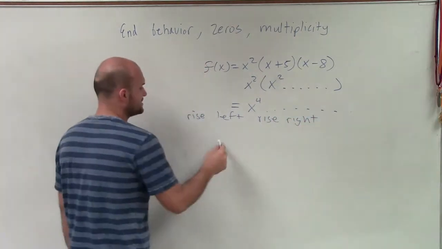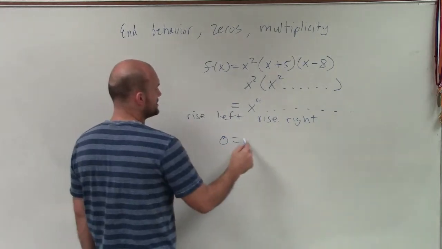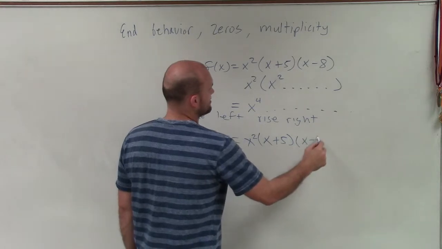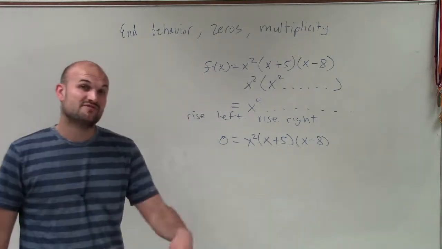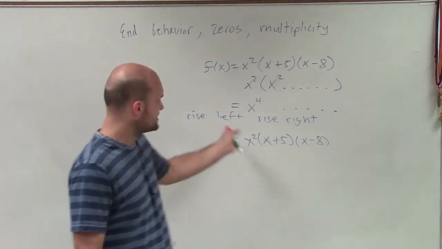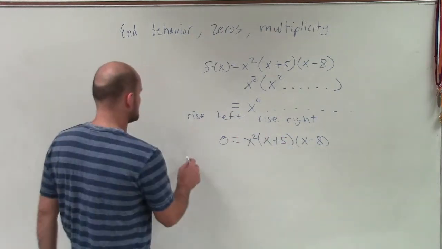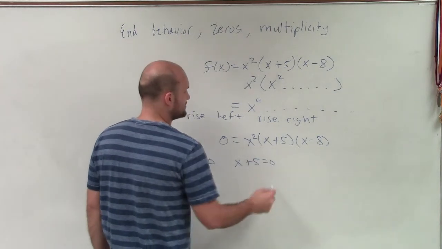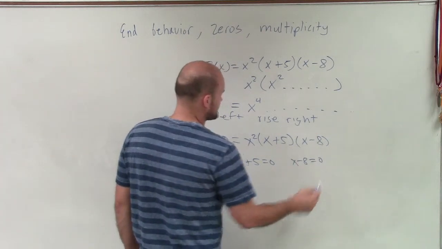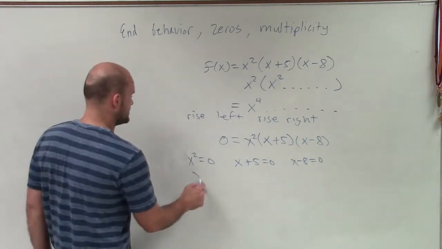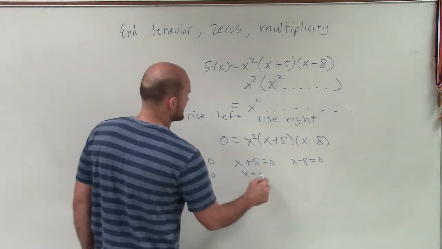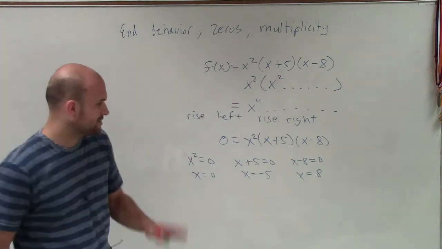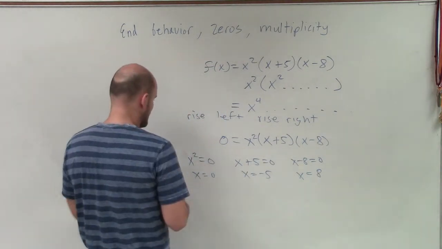All right, now to determine the zeros, I take my f of x, set it equal to 0, and say 0 equals x squared times x plus 5 times x minus 8. Now what I need to do is find the values of x that make this true. Well, since I have a product equal to 0, I can apply the zero product property. So say x squared equals 0, x plus 5 equals 0, and x minus 8 equals 0. Now I solve each one of these individually, and I can say x equals 0, x equals negative 5, and x equals 8.